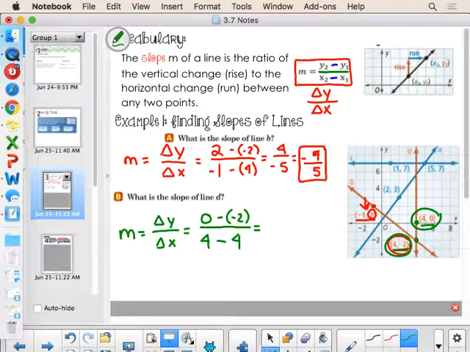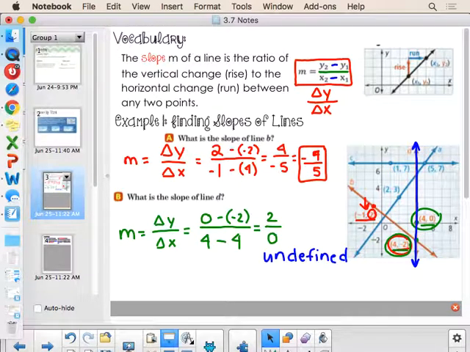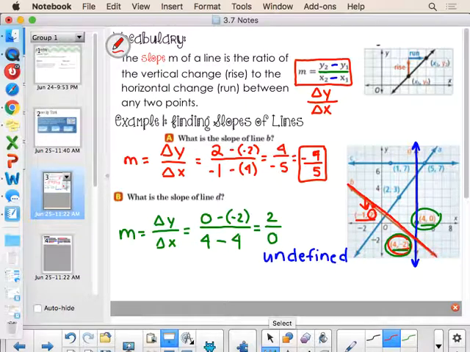0 minus -2 becomes +2. 4 minus 4 is 0. I'm hoping that you remember that you are not allowed to divide by 0. Therefore, we know that this slope is undefined. Please make an observation: what kind of line is line D? Line D is following a vertical path. D is a vertical line. Please also notice that B had a negative slope, and it appears to go down as it goes from the left to the right.